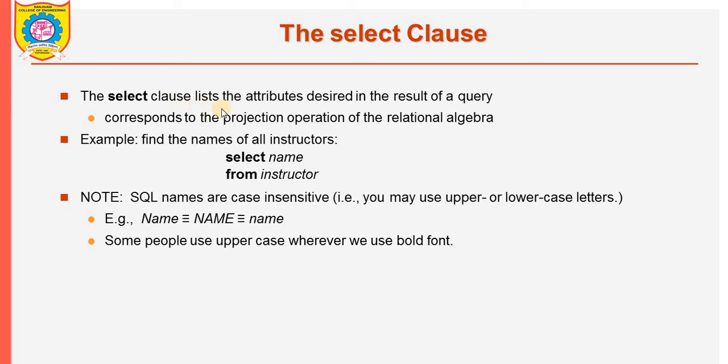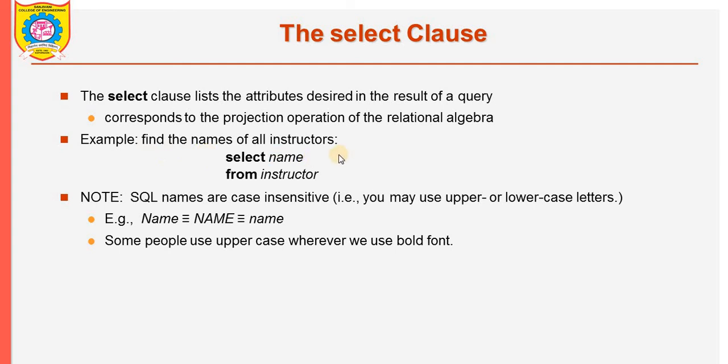The select clause lists the attributes desired in the result of a query. It corresponds to the projection operation of relational algebra. In relational algebra we used the pi operator to retrieve the values from the database. The equivalent operator in an SQL query is the select clause. It is used to retrieve the values of the attributes and display them as output as a result of the query. Example: find the names of all instructors.